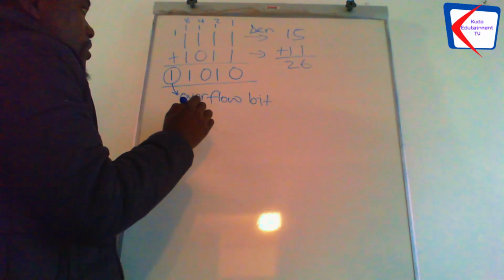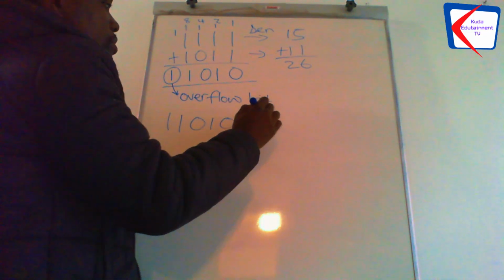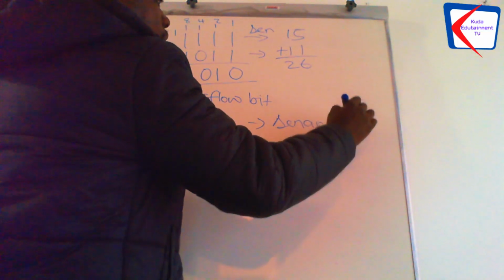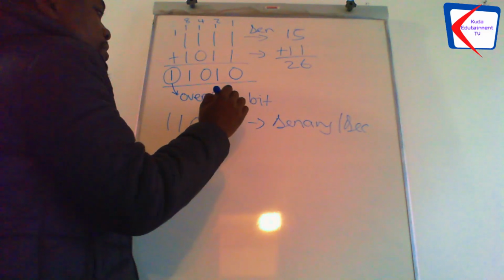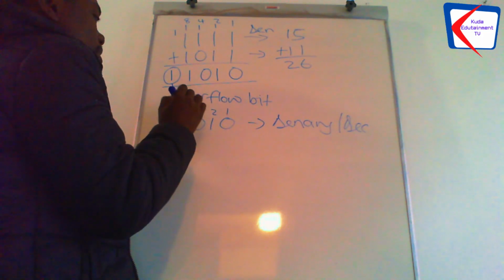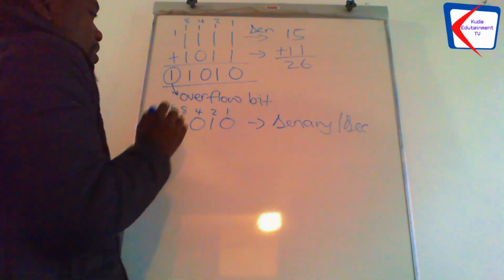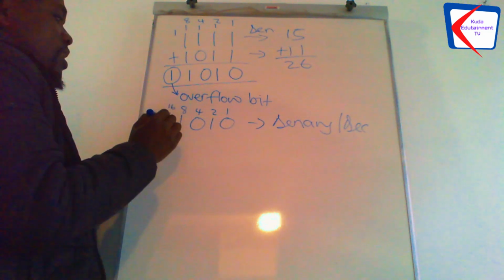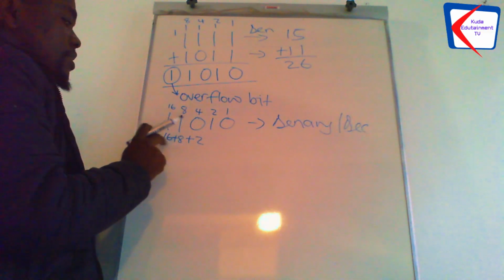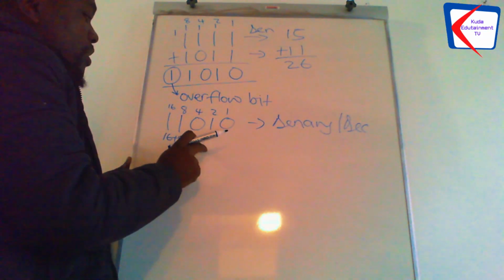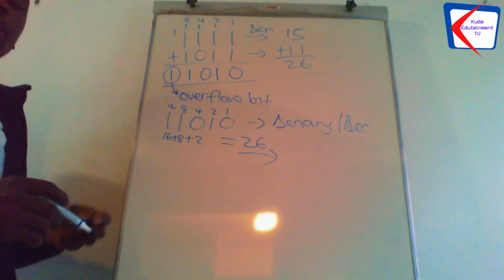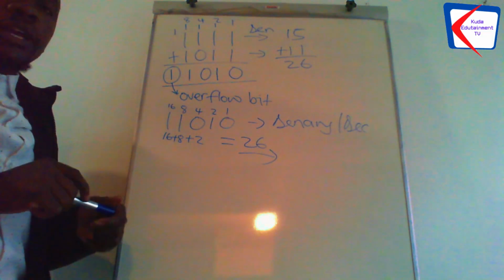So 11010 to denary or decimal. It's called denary or decimal. So 2 to the power 0 is 1, 2 to the power 1 is 2, 2 to the power 2 is 4, 2 to the power 3 is 8, and then 2 to the power 4 is 16. So the binary units which are switched on in this case are 16 plus 8 plus 2. So 16 plus 8 gives us 24, and then 24 plus 2 will give us 26. So this is how we add binary numbers.